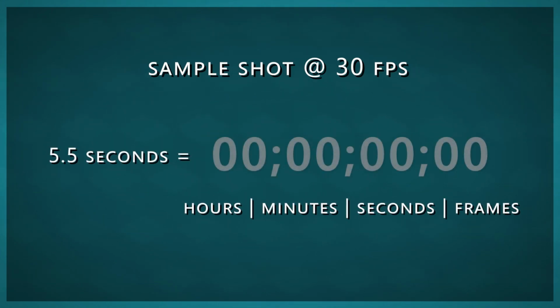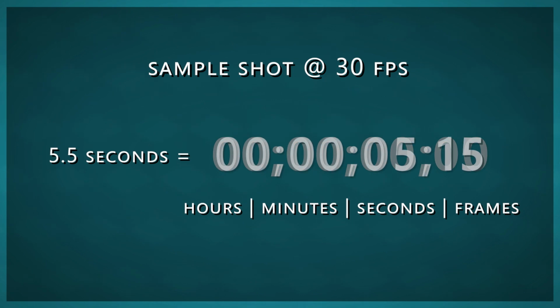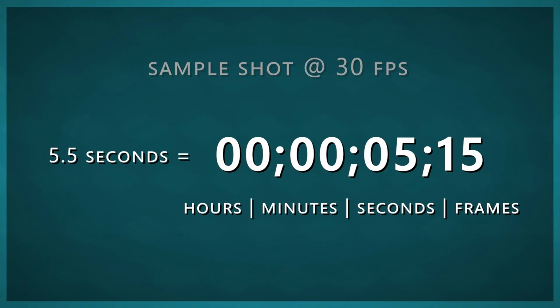My video was shot at 30 FPS, so if I moved the indicator to a point 5.5 seconds in, the timecode would read 00:00:05:15. If I shot my video at 24 FPS, the 5.5 seconds in would be the same except for a 12 where the 15 was, since 12 is half of 24.